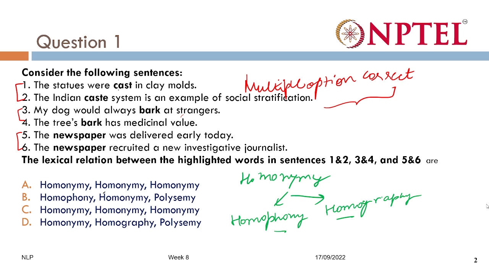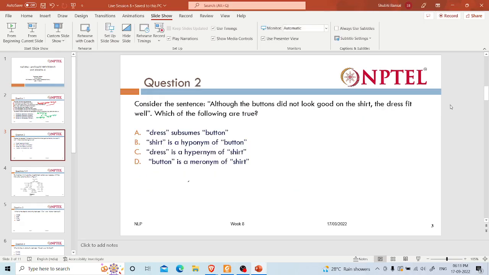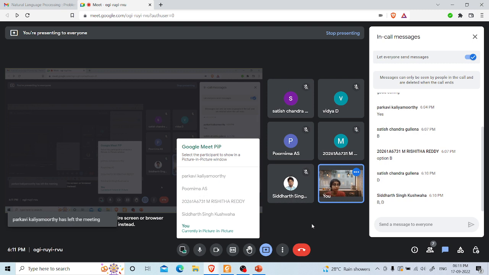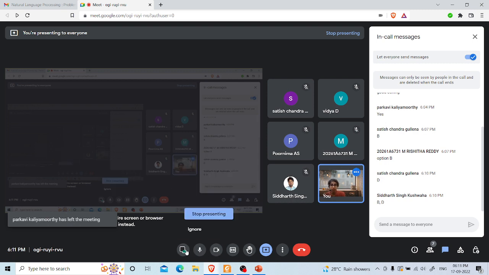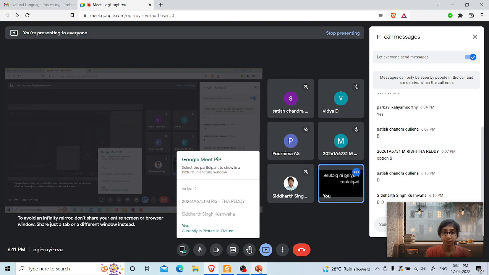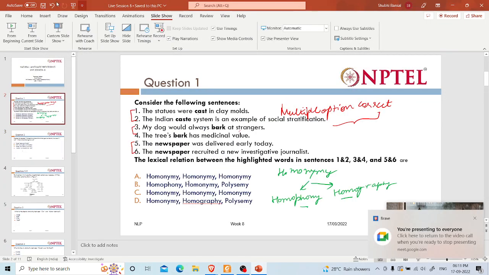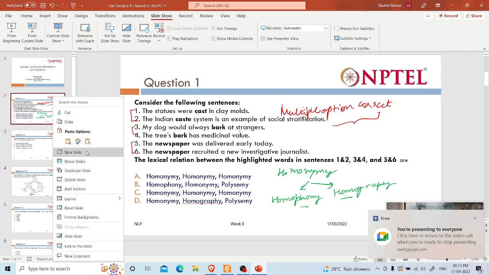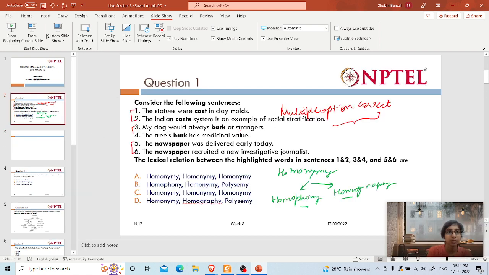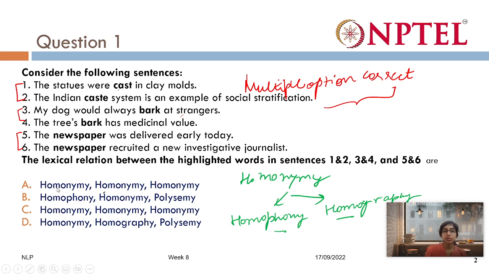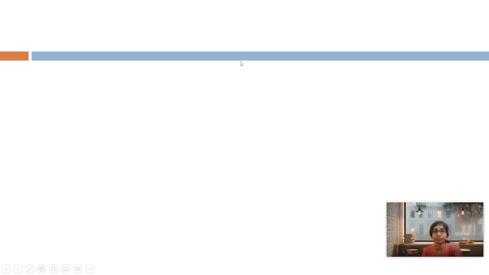Okay, let us discuss now. B and D, someone says. Great. Let us see if B and D satisfies. So the question asks us to mark what is the relation between the sentences 1, 2, 3, 4, and 5, 6, taken two at a time. And what is homonymy and what is polysemy? First, let us discuss that thing.